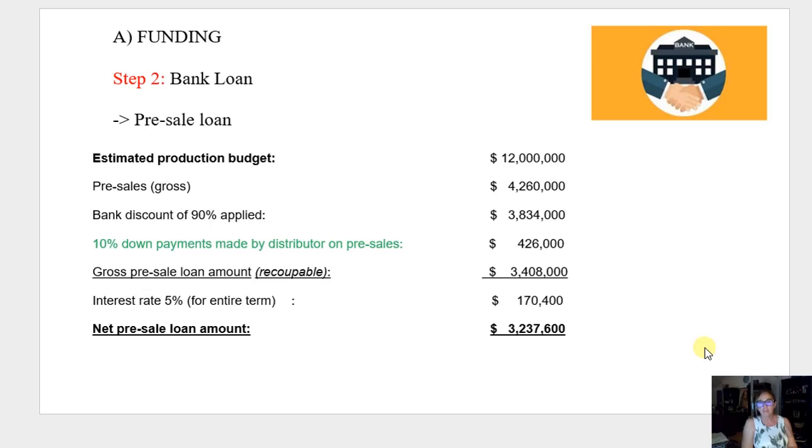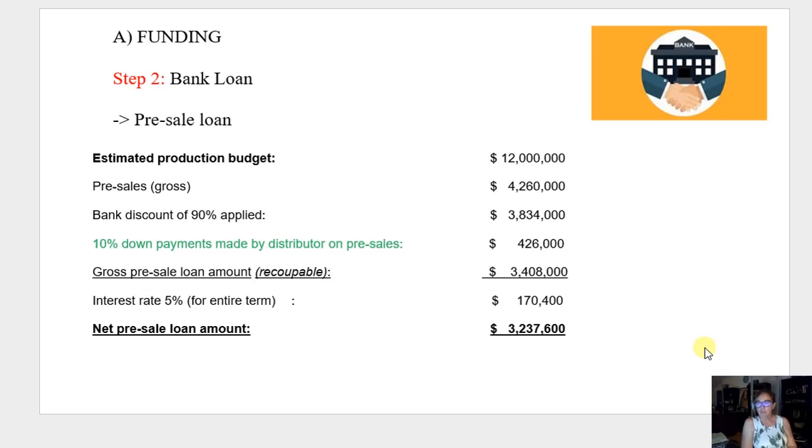So the bank will give us $3,834,000. Now the bank knows that we did receive already a 10% upfront payment, like a down payment from our distributor, and will therefore deduct that payment because we already got it. So the loan amount will therefore be $3,834,000 minus the down payment, which is $426,000. So the gross loan that we have to pay back to the bank when we come to the recoupment phase is $3,408,000. So now it's time to apply our interest. The interest is 5% for the entire term.